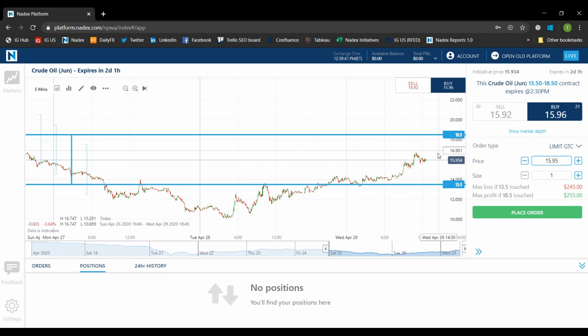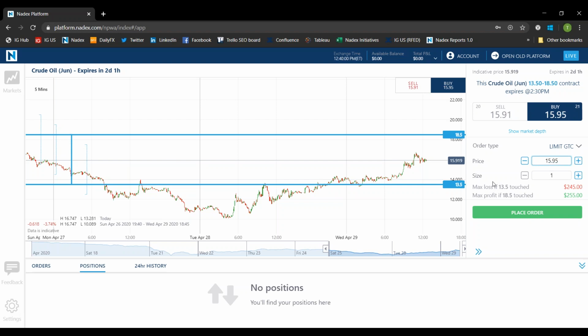My profit range would be above the price that I paid all the way up until if I got knocked out. And if I don't get knocked out and it settles up here, that would be my profit range. My loss range would be, if I bought it, down below. And if oil were to settle lower or touch 13 and a half, I'd be knocked out for my loss.